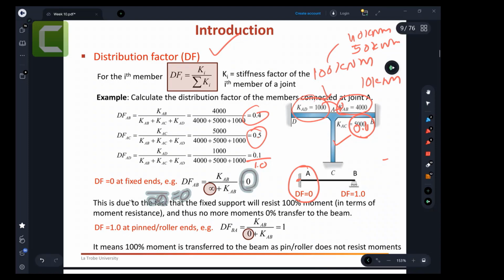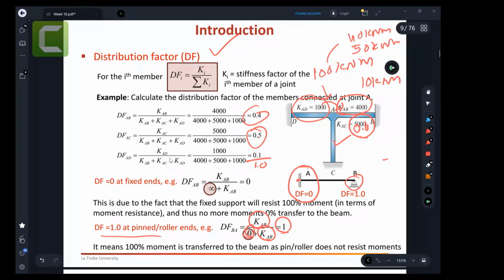Now if you have a pin or roller, then it has 0 stiffness, right? It does not provide any resistance. It is just free to rotate, so no stiffness, no resistance against the rotation. So the pin or roller has 0, and this is stiffness of AB over stiffness of AB, so you have 1. So the distribution factor at a pin or roller is 1 and at a fixed support is 0. You don't need to remember that. You can imagine that the stiffness at the fixed support is quite strong, it's infinity, so K over infinity is 0, and at a pin or roller it is 1.